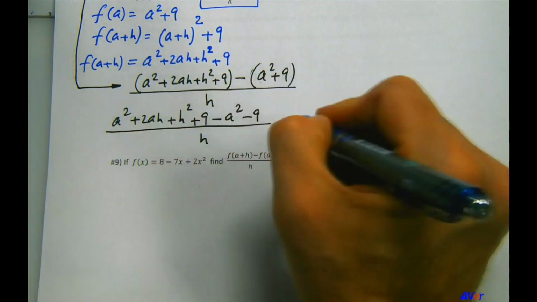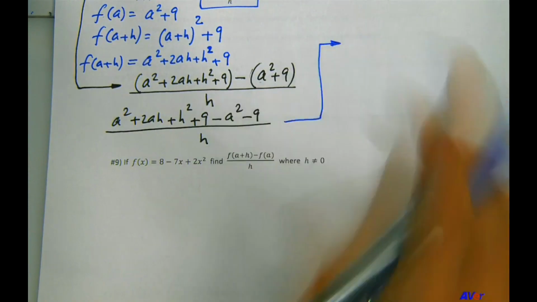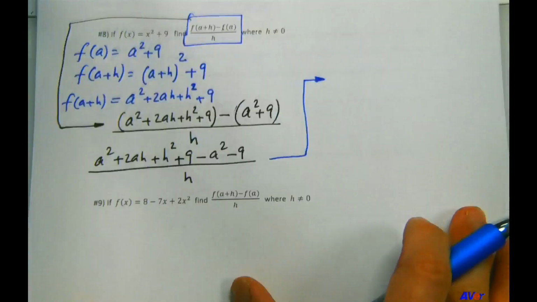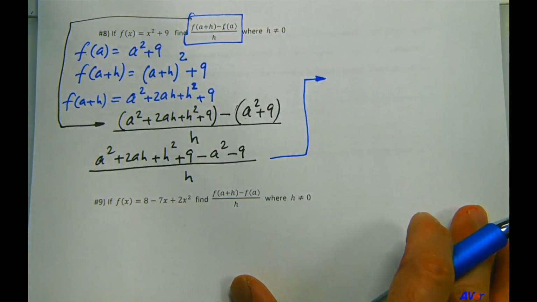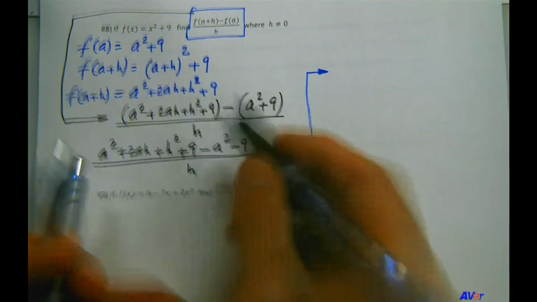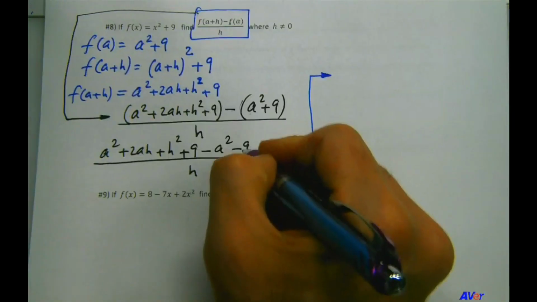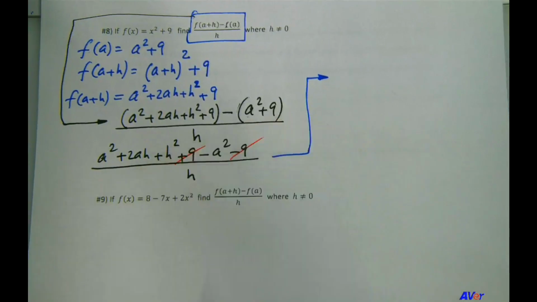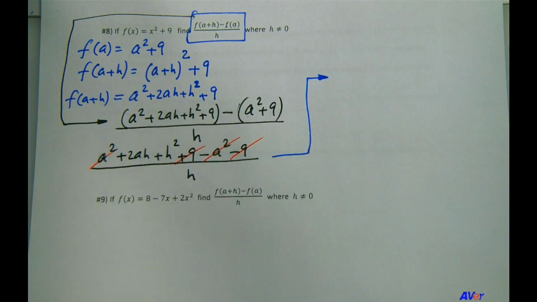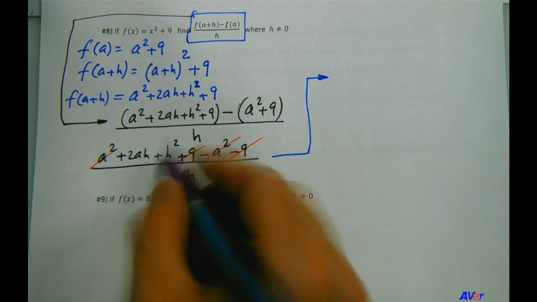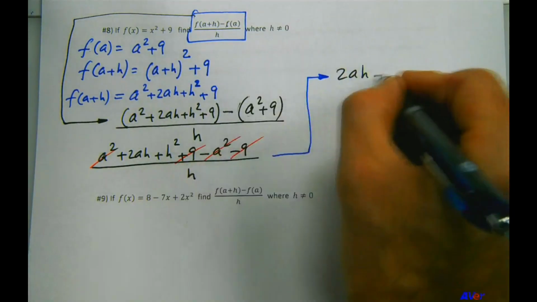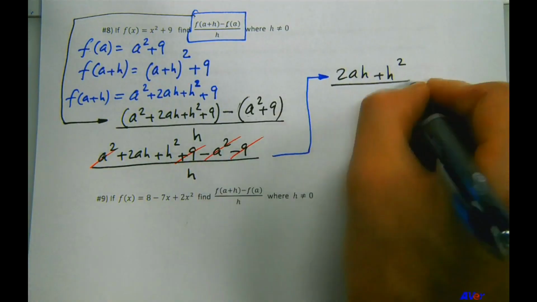And let me come up here for the rest of this solution. Okay, so now negative 9 and plus 9 add up to 0. Minus a squared plus a squared add up to 0. We end up with 2ah plus h squared divided by h.